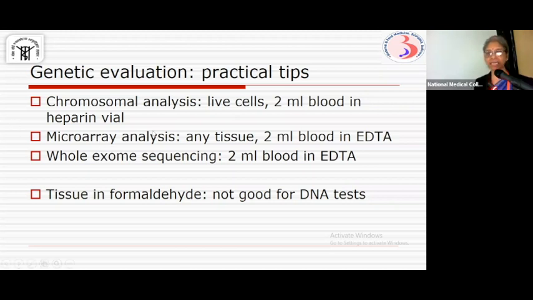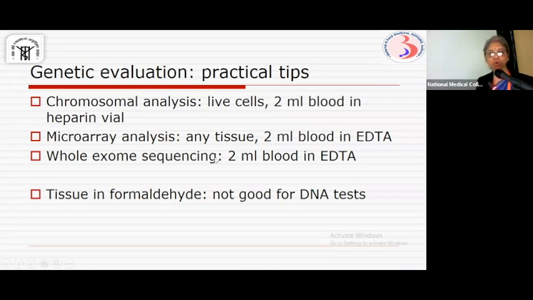Microarray, you can do on any tissue. For that, you have to collect 2 ml blood in EDTA, and they take out DNA and do DNA analysis. Like fetal skin, a piece of cord, or placental tissue can be sent. But we should remember that placenta is not always equivalent to fetus. There may be placental mosaicism or a defect in the placenta but not in the fetus. That's why we try to avoid placental tissue. We try to take a fetal sample.